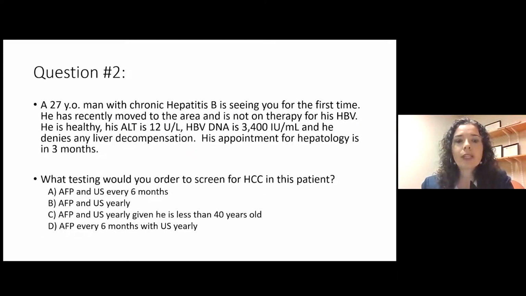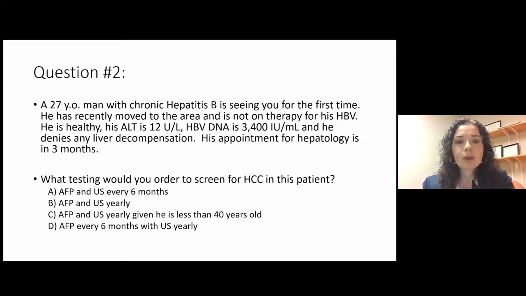So question 2, a 27-year-old man with chronic hepatitis B is seeing you for the first time. He recently moved to the area and is not on therapy for his hepatitis B. He's healthy, his ALT is 12, his DNA is 3,400, he denies any liver decompensation, and his appointment for hepatology is coming up in 3 months. What testing would you order to screen for HCC in this patient? His alpha-fetoprotein and ultrasound every 6 months, his alpha-fetoprotein and ultrasound yearly, an alpha-fetoprotein and ultrasound yearly, given that he is less than 40 years old, an alpha-fetoprotein every 6 months with ultrasound yearly.